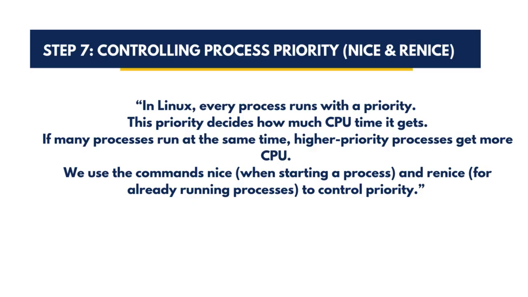If I want to start a process with less priority, I use nice -n 10 sleep 1000. Now when I check with ps -l, I see niceness is 10. If I want to boost priority, I use renice -n -5 -p PID. This makes the process run faster because it gets more CPU time.